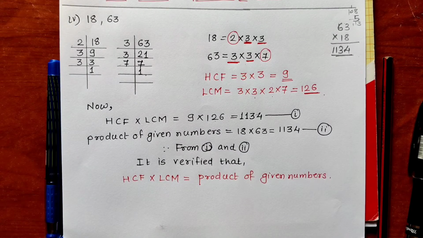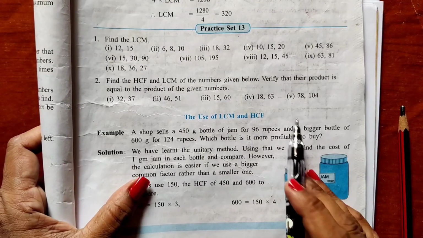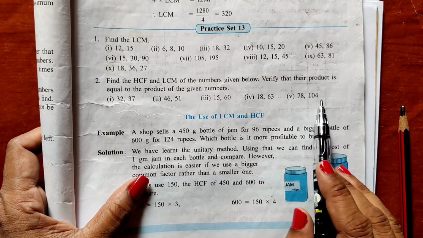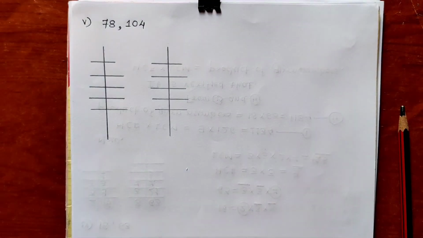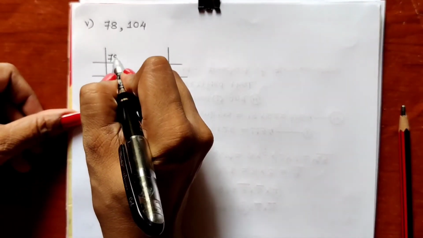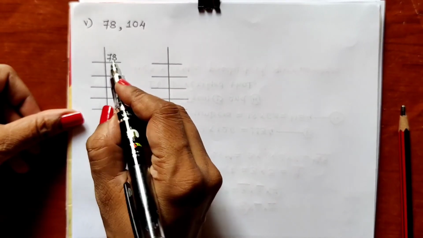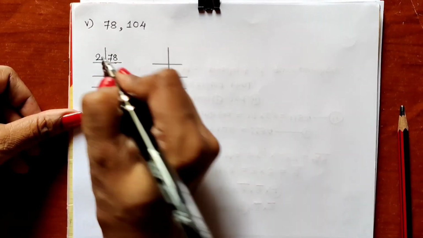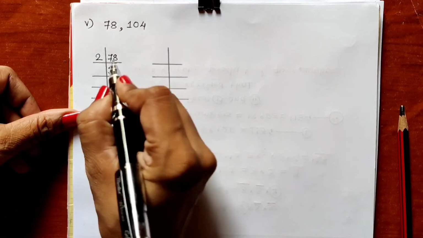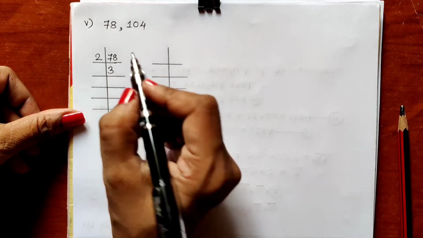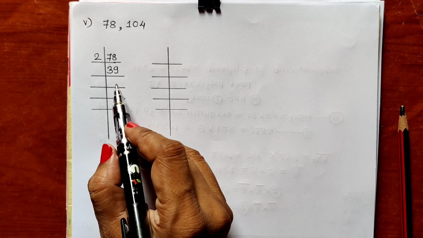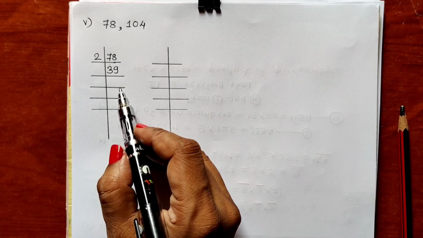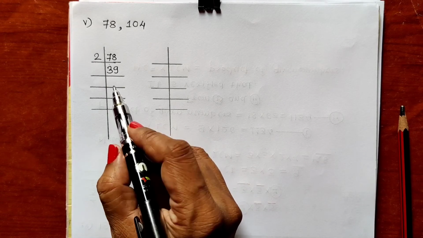Now let us go on the last sum of question number 1. In last sum, two given numbers are 78 and 104. So let us first find out the prime factors. Factors of 78. 8 is there in the unit place. That means this number is divisible by 2. So let us divide by 2. 2 3s are 6. 7 minus 6, 1 remaining. This 8 means 18. 2 9s are 18. We have got 39. Now 39 is not an even number. It is an odd number.